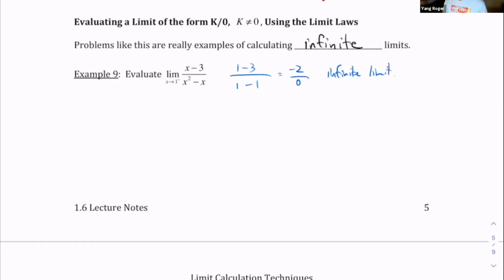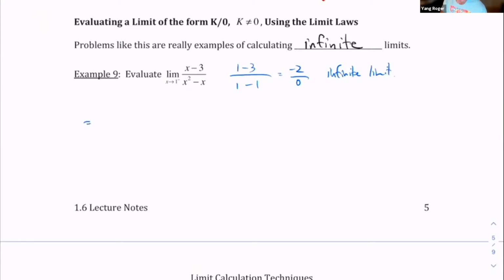In all the other ones, I had 0 over 0. That's why it's not an infinite limit. But because this numerator is not equal to 0, but the denominator is, I have this infinite limit. I also want to mention that we're going to be looking at coming from the negative side of 1.